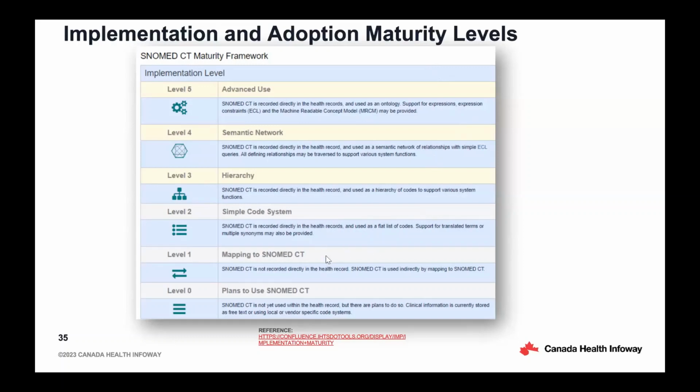Here we can see level 1 and 2 brings value to helping standardize data through mapping to SNOMED-CT or using simple code systems. But really, it's only when an organization implements SNOMED-CT at a level 3 or above that the true benefits of SNOMED-CT can be fully realized, such as enriching clinical data and for use in decision support systems, which enable precision medicine.